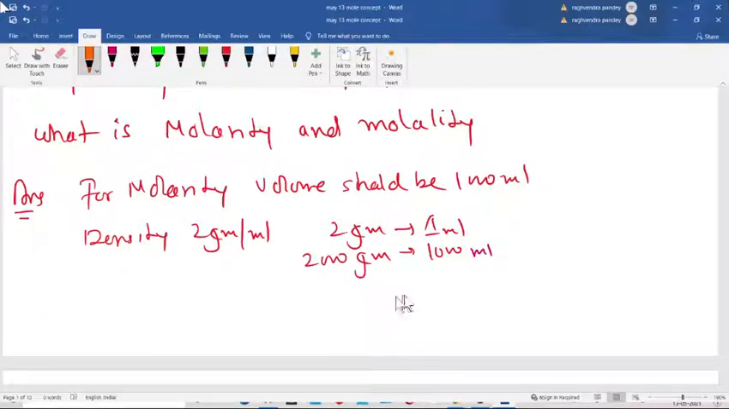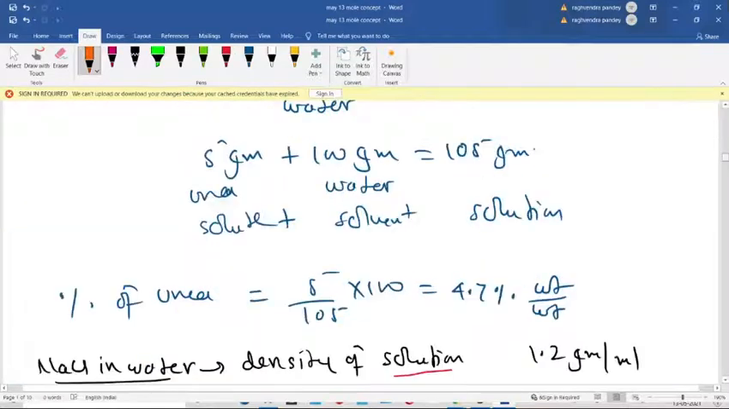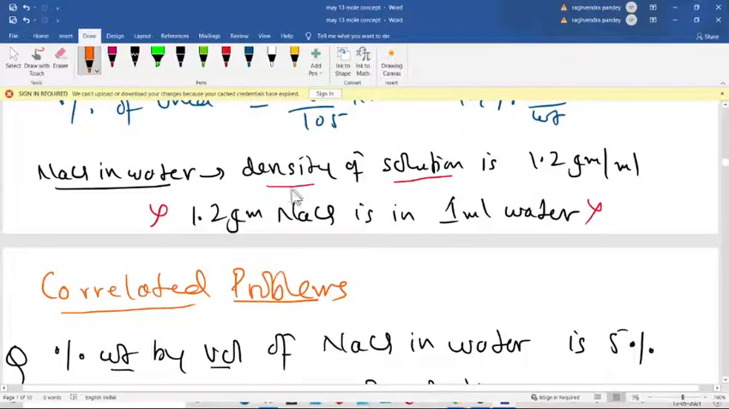No, what I told you. See, here I told you. Suppose I told you just here. See this: density of solution NaCl and water. This is a solution, so its density is 1.2 gram per ml. So it is wrong to say that it is 1.2 gram NaCl. That is correct.